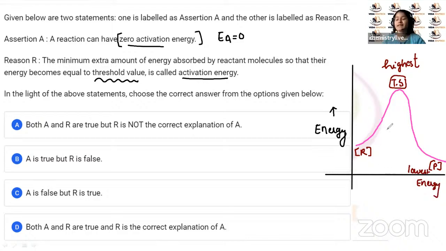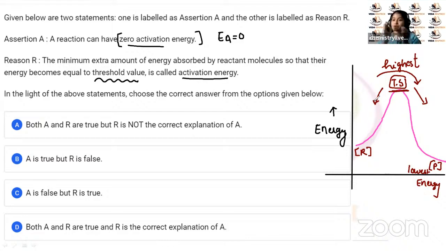But whenever the reactant wants to go to the product, it has to cross this barrier. It has to cross this barrier because this is the main thing. If you cross this, you are going to go to the product side. But if you are not able to cross this, you are again going to come back to your reactant side.